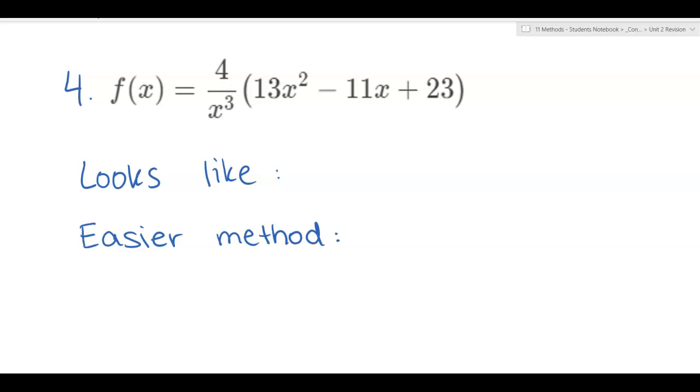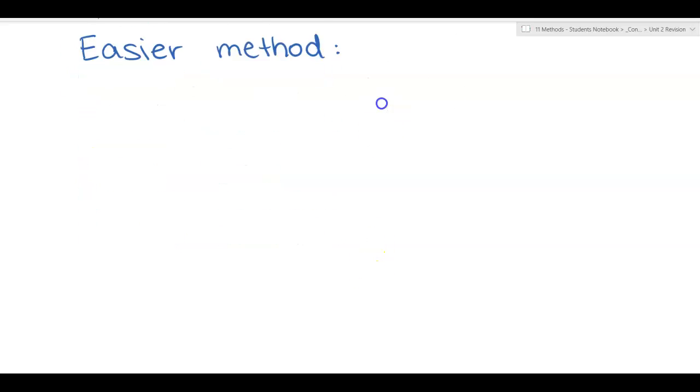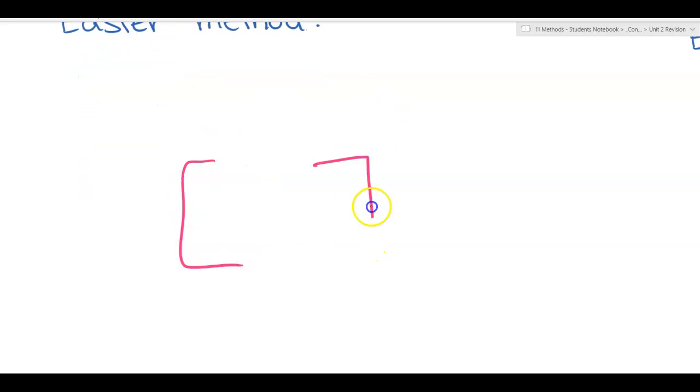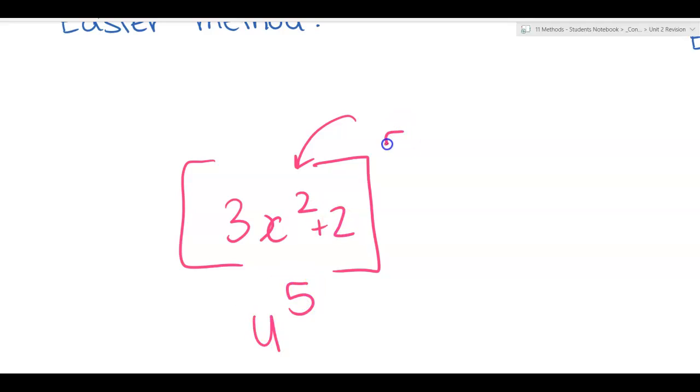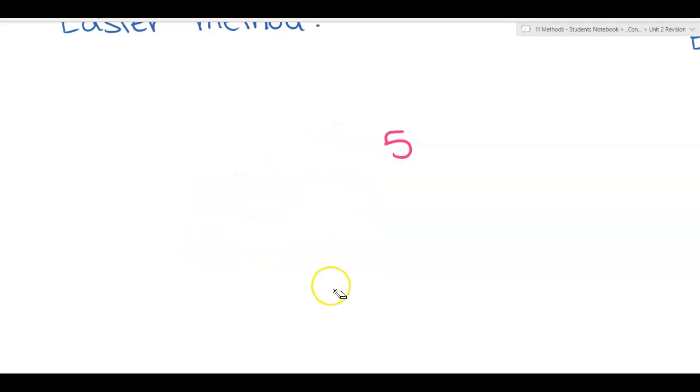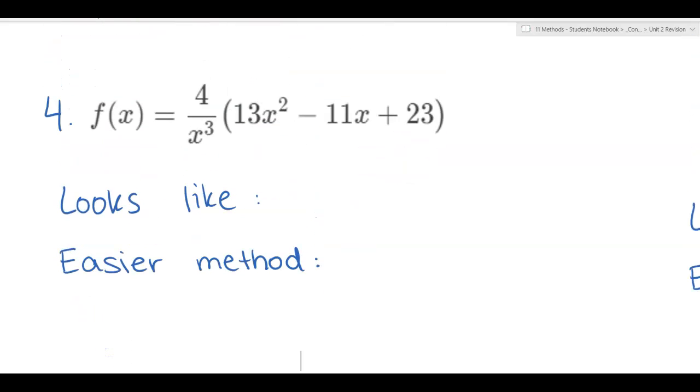What do you guys see? Chain rule? No, chain rule is when we have one function inside of another function. So we might have something like 3x squared plus 2 inside of u to the power of 5, one function of x inside of another function of x. This is not one function inside of another. If I put a 5 up here, then it is, but there is no power on the brackets. A power on brackets is a good trigger for chain rule.